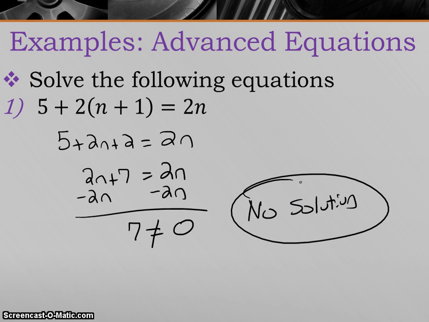And that will happen sometimes. If your variables cancel and you get a false statement, the answer is no solution. Had the variables canceled and you got a true statement like 5 equals 5, then that would be an all real numbers case. So that is certainly possible with these problems.